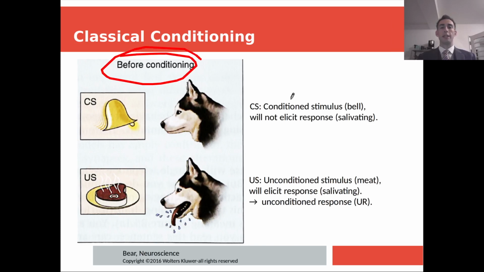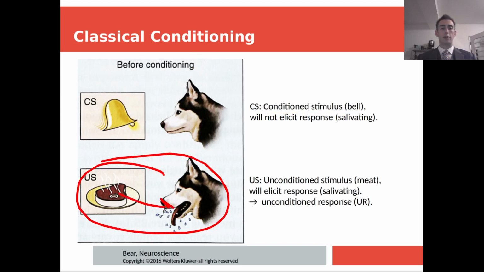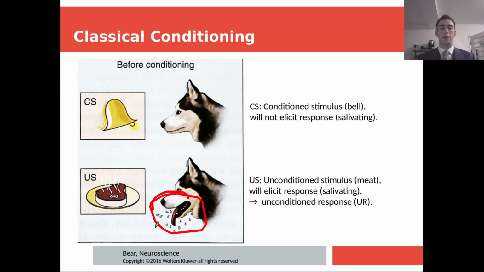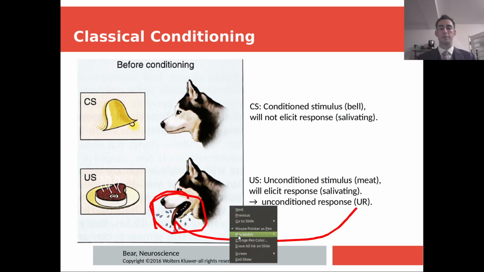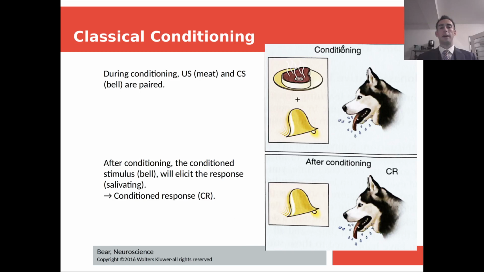So before conditioning, you have the conditioned stimulus, which is the bell, and it doesn't cause any salivation because normally bells don't cause dogs to salivate. And you have separately the unconditioned stimulus, which causes dogs to salivate. The unconditioned response is the salivation. Then during conditioning, you pair together the meat and the bell, and the dog salivates because of the meat, of course. But eventually, you can only give the bell, and the dog will salivate. The conditioned response will obtain.